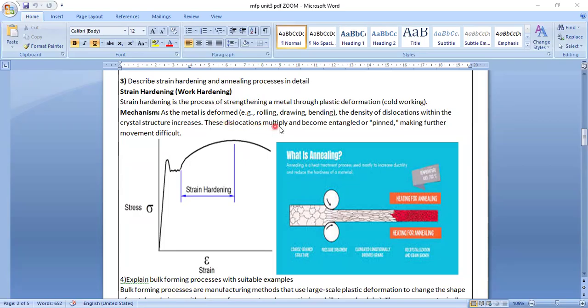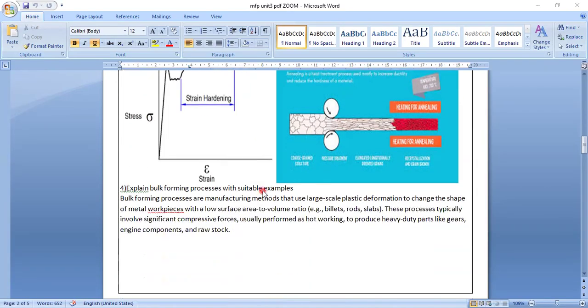As a metal is deformed, it can be rolled, drawn or bent easily. The density of dislocations within the crystal structure increases. These dislocations multiply and become entangled or pinned, making further movement difficult. So multiple dislocations will be there, and they will be pinned.